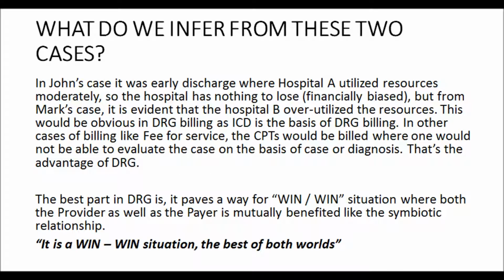What do we infer from these two cases? In John's case it was an early discharge where Hospital A utilized resources moderately, so the hospital has nothing to lose, financially biased, but from Mark's case, it is evident that Hospital B overutilized the resources. This would be obvious in DRG billing as ICD is the basis of DRG billing. In other cases of billing like fee-for-service, the CPTs would be billed, where one would not be able to evaluate the case on the basis of the diagnosis. That's the advantage of DRG.